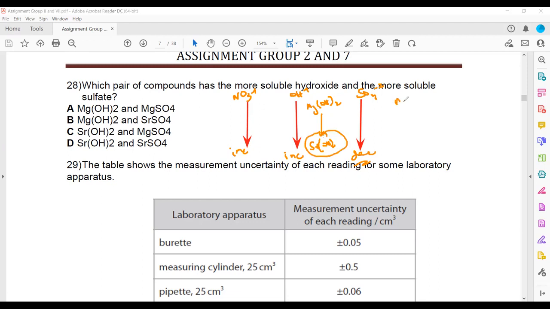But what about sulfate? For sulfate, the solubility decreases as we go down the group. So strontium sulfate will be less soluble and magnesium sulfate is more soluble. So as we go down, it decreases. So magnesium sulfate is more soluble, whereas strontium hydroxide is more soluble. So option C will be the right answer.